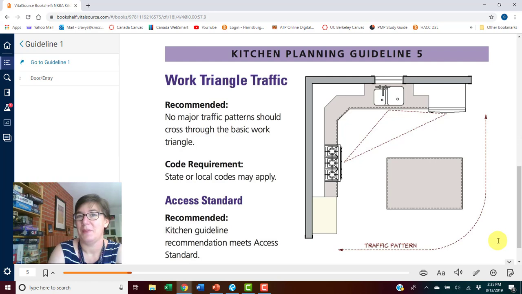Here's kitchen guideline number 5. Again, this is one of those guidelines that really is about common sense. And it says that no major traffic patterns should cross through the basic work triangle. So your kitchen is part of your larger house, and you shouldn't have the main traffic flow from the entry to the living room or any other destinations go through your work triangle, because somebody's most likely standing there and doesn't want to be bumped.